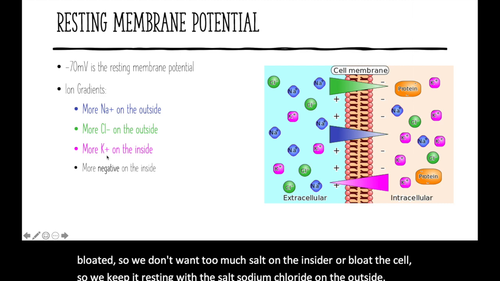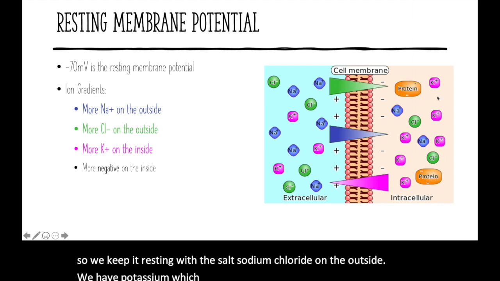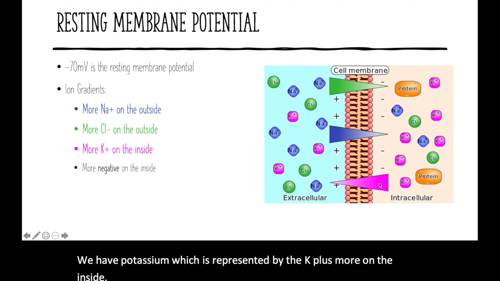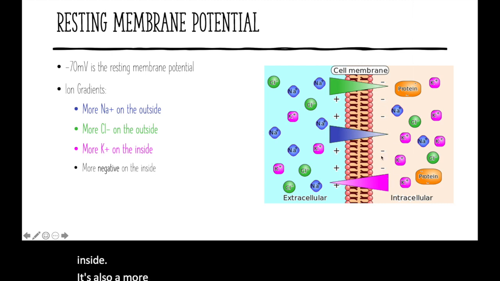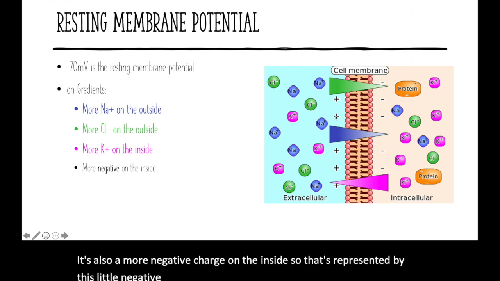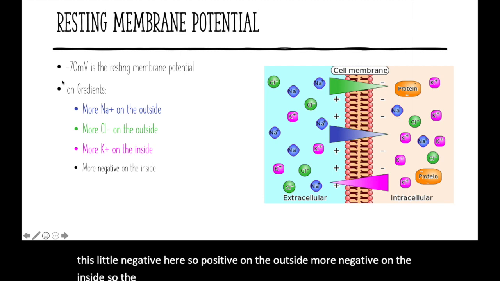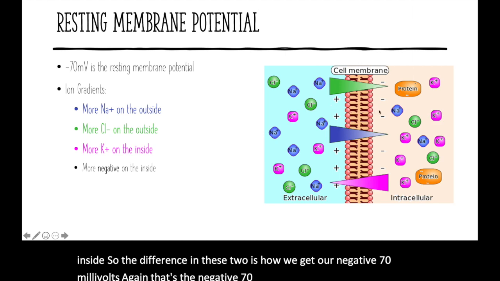We have potassium, represented by the K+, more on the inside. It's also a more negative charge on the inside, so that's represented by this little negative here. So positive on the outside, more negative on the inside. The difference between these two is how we get our -70 millivolts. Again, that's the -70 millivolts across the membrane.